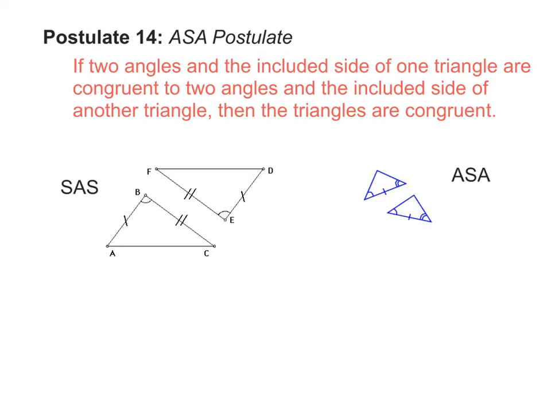So here are a couple examples to show the difference between SAS and ASA. The one on the left is SAS, or side angle side. Notice that angle B and angle E are between the 2 sides, okay? Angle B is between side AB and BC, and angle E is between side DE and FE. So this is obviously SAS. Now the one on the right is ASA, angle side angle. And you'll notice the side that's congruent is between the 2 angles, okay? So this one on the right is angle side angle, the one on the left is side angle side.